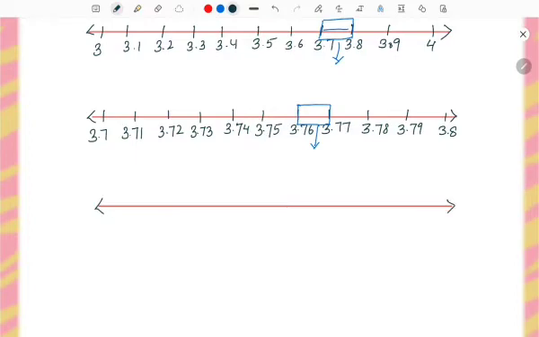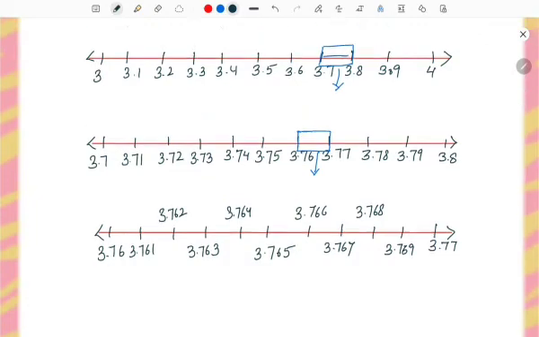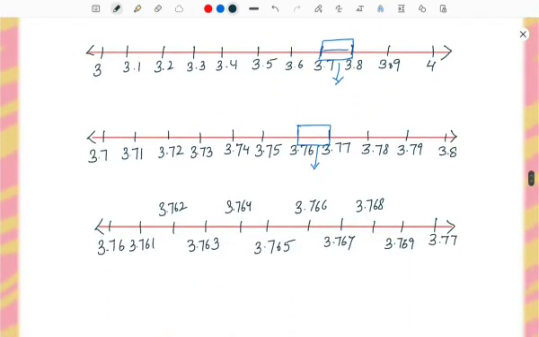It is very easy to be done. The number line would again start from 3.76 and end at 3.77. We'll mark the points in between: 3.761, 3.762, 3.763, and so on, like such. The number which we have to find was 3.765. We can see that number here.